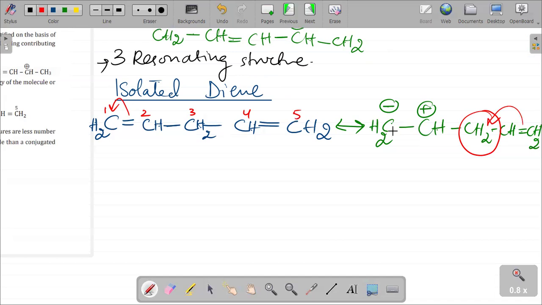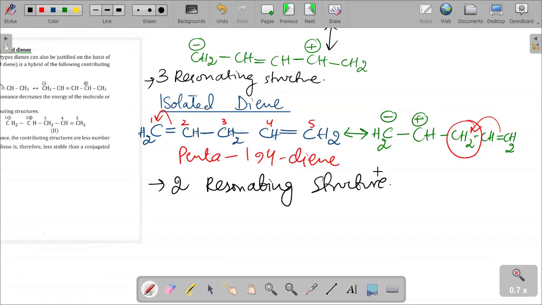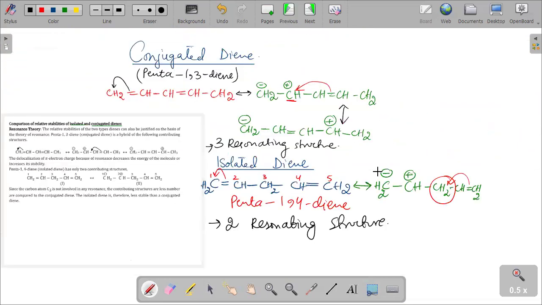So just two structures of the isolated diene are possible, and the name of the compound is also a pentane, so it is pent-1,4-diene, right? So this means that the possible resonating structures of pent-1,4-diene, or of the isolated diene, are just two resonating structures, right? This means that the conjugated dienes show three resonating structures, while the isolated dienes show just two resonating structures.